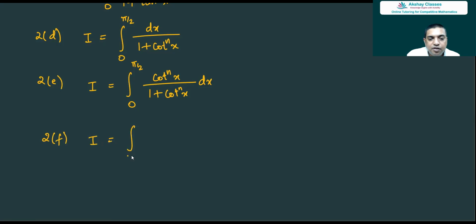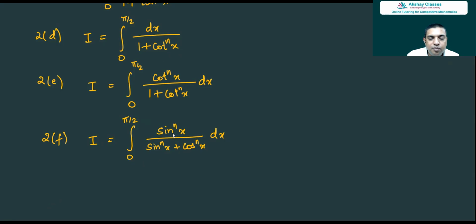Then elaboration, extension to sine power nx by sine power nx plus cos power nx. Same, divide by sine x, numerator and denominator. You will get 1 by 1 plus cot power nx. You will get this form.